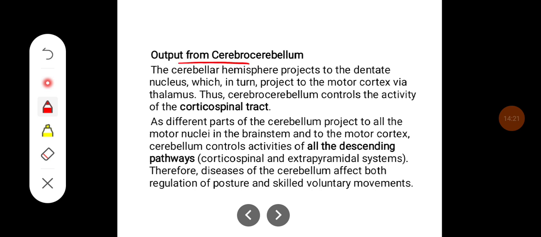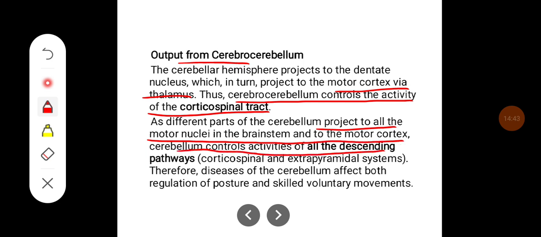The output from cerebrocerebellum. The cerebellar hemisphere projects to the dentate nucleus, which in turn projects to the motor cortex via thalamus. The cerebrocerebellum controls the activity of the corticospinal tract. As different parts of the cerebellum project into all the motor nuclei in the brainstem and to the motor cortex, cerebellum controls the activities of all descending pathways, that is corticospinal as well as extrapyramidal system. That is why the disease of the cerebellum affects both regulation of posture and skilled voluntary movements.